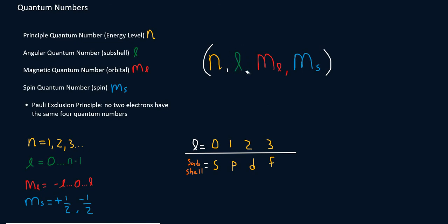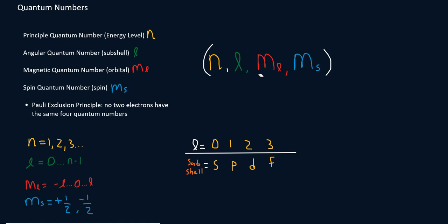That's going to be the second quantum number right here. So if you look at your set of quantum numbers and you look at the second one, that's going to be the one that tells you if you're in the s block, the p block, the d block, or the f block. And it's all based on what that l is equal to.